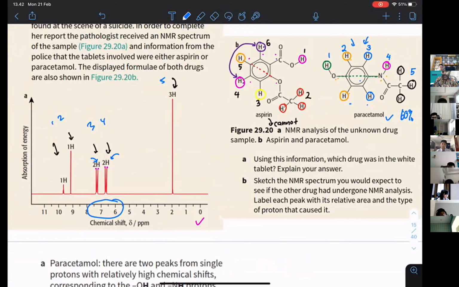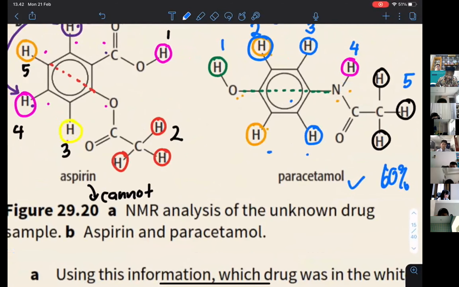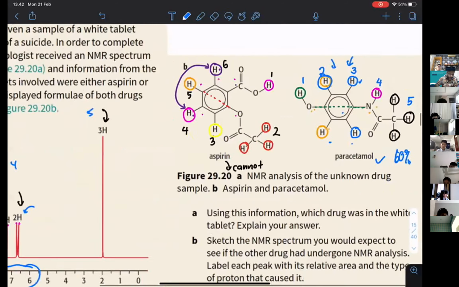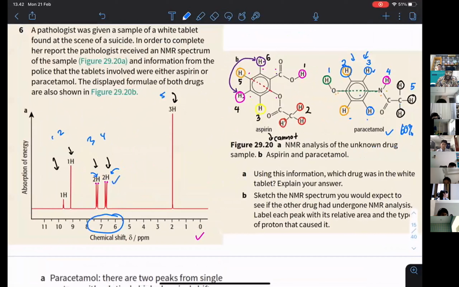On the other hand, if this is one hydrogen, the neighbor containing one hydrogen, so splitting is going to be n plus 1. 1 plus 1, 2. You have 2. Here cannot be because you need 4. Most likely you will need 4 peaks. Aspirin cannot. Now I'm roughly 80% sure that it is paracetamol.